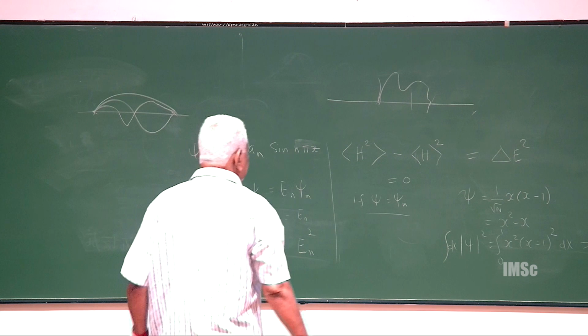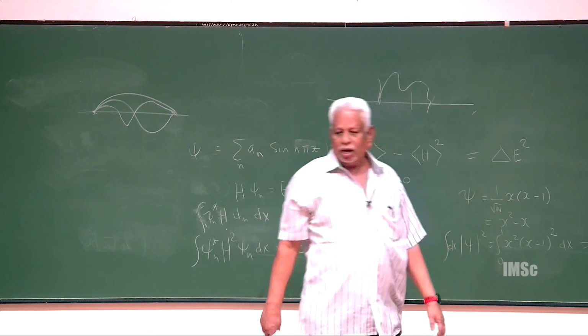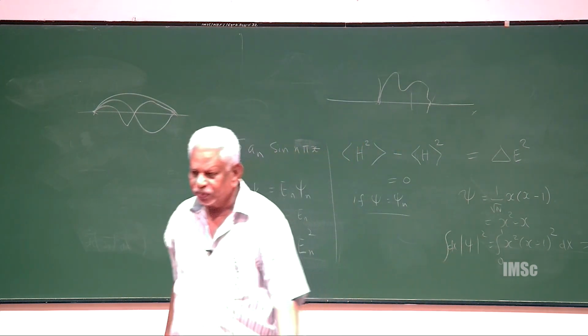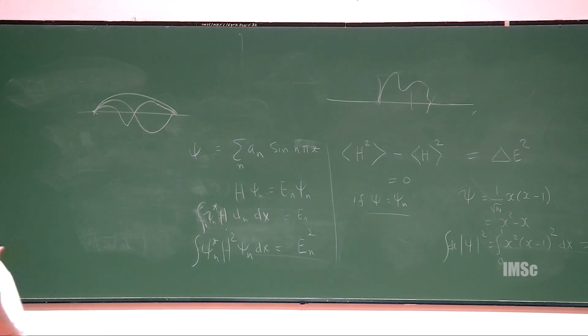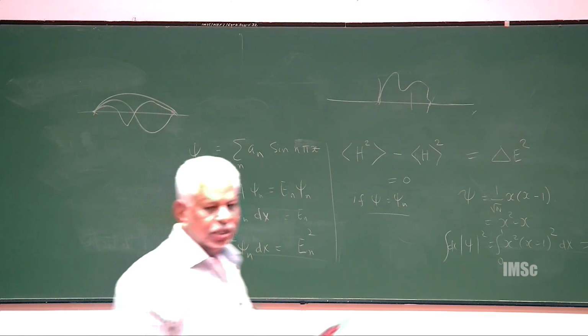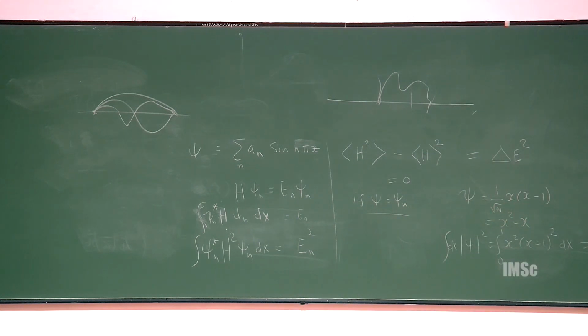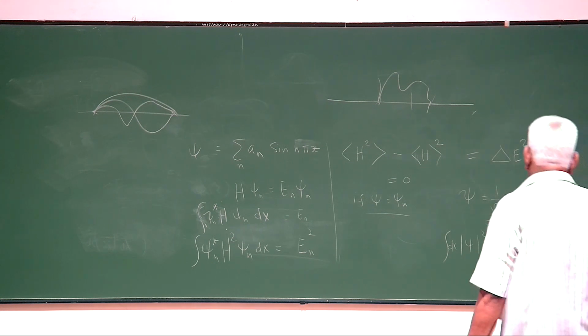Apart from that n, it is only x into x minus 1. At x equal to 0, that function is 0. At x equal to 1, it is again 0. But unfortunately, it is not sin n pi x, so it is not an eigenfunction. It is not an eigenstate. So it will be a combination of eigenstates, possibly an infinite number of them, because this is a Fourier series. Find out this quantity.